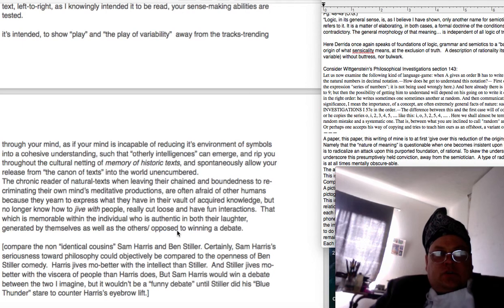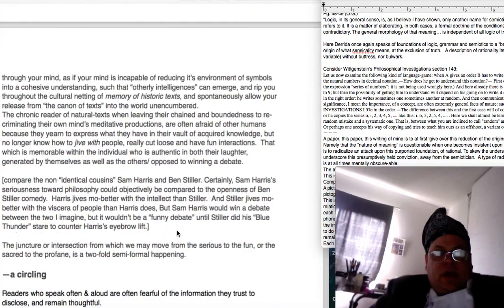It's intended to show play, and play of variability, away from the tracks trending through your mind, as if your mind is incapable of reducing its environment of symbols into a cohesive understanding, such that otherly intelligences can emerge and rip you throughout the cultural netting of memory of historic text and spontaneously allow your release from the canon of texts into the world unencumbered.